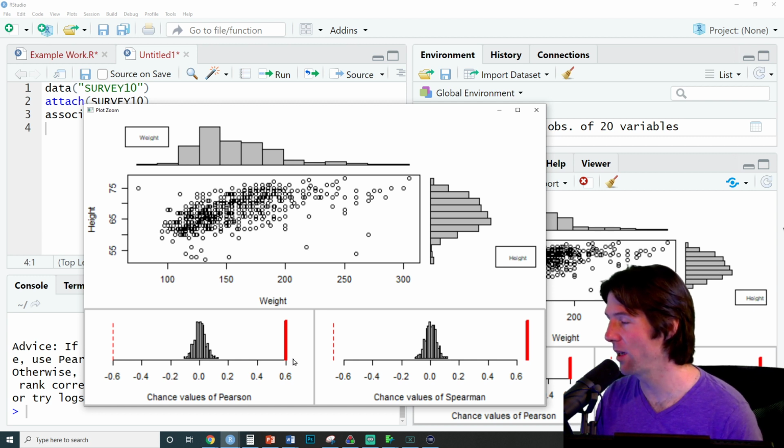Who can guess what the p-value is for their 50 points? Because I don't see any things that are outside these lines right here. The p-value for both of these tests, the Pearson and the Spearman, is going to be equal to what?